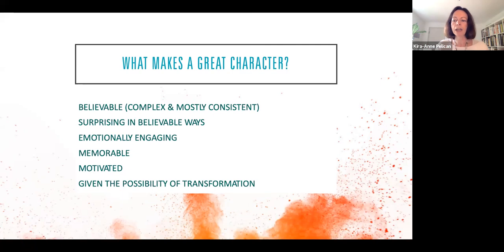They're memorable, and I'm going to be talking about what we can learn from psychology, personality psychology, to better understand what memorable means. They're, of course, motivated, you know all about that, and typically they're given the possibility of transformation. So not all characters transform, but in the vast majority of our stories, because transformation and change is very important to us. As we've evolved, we have pressures on us, and we have to be able to change to accommodate those pressures in order to survive.